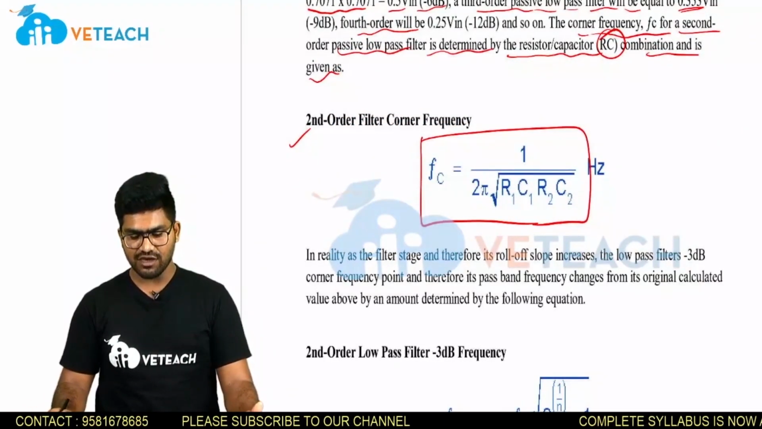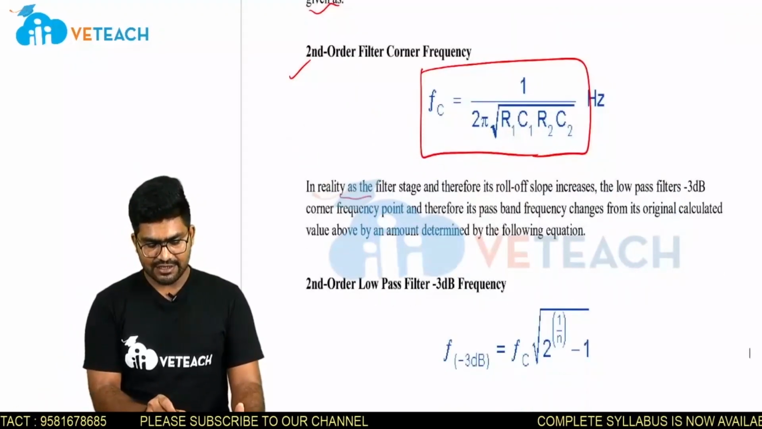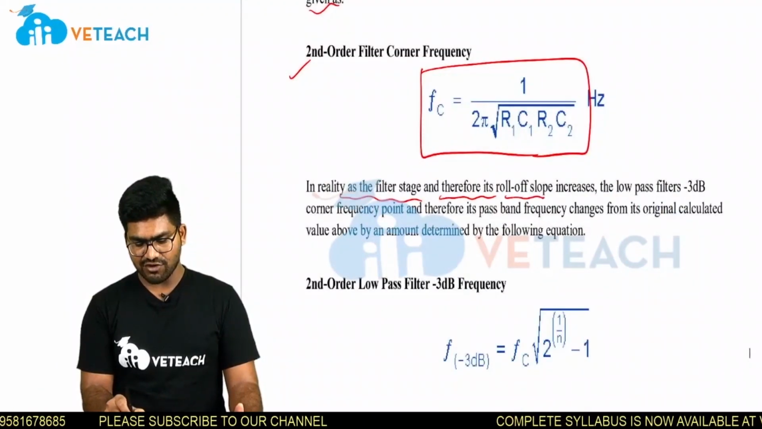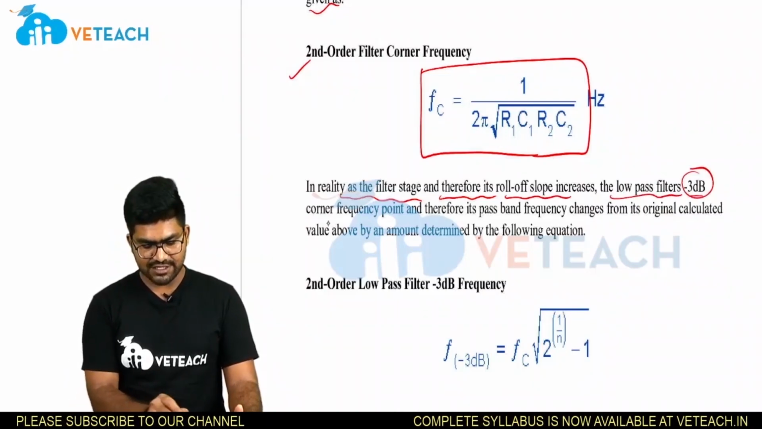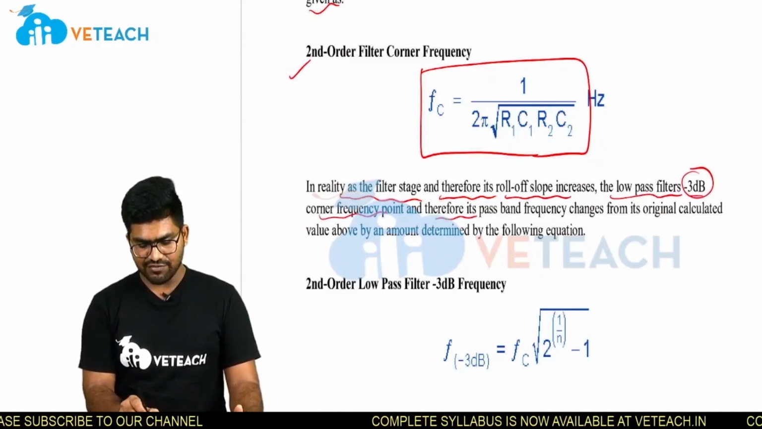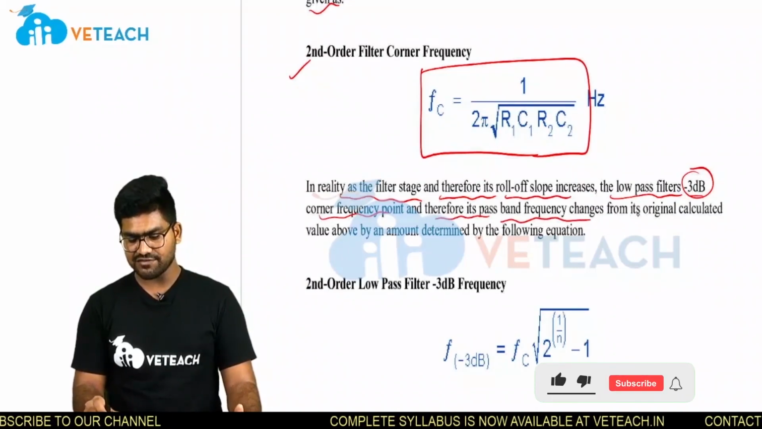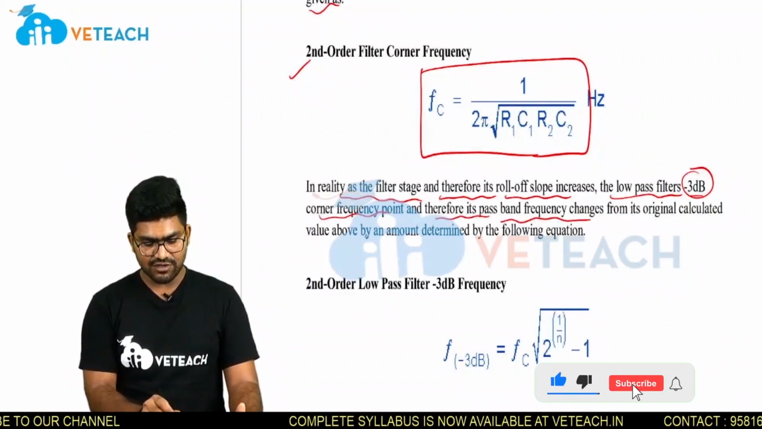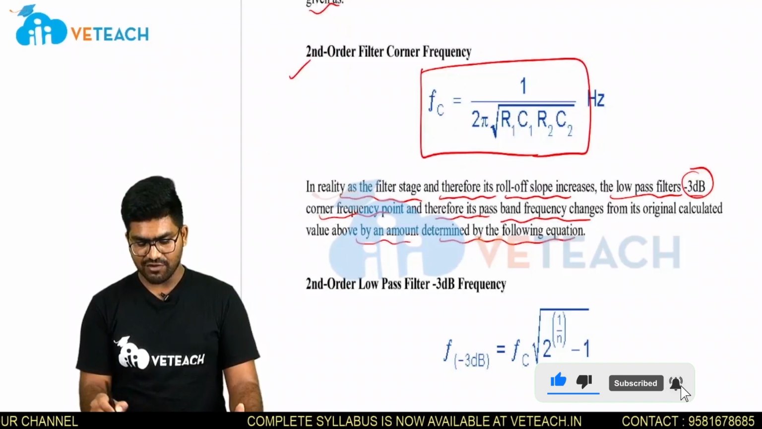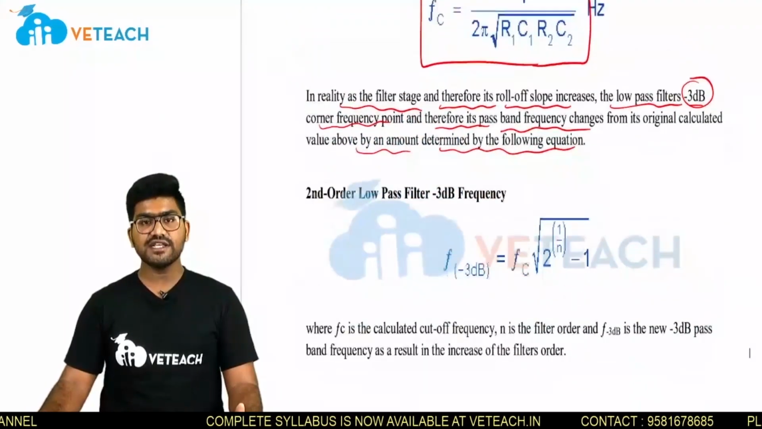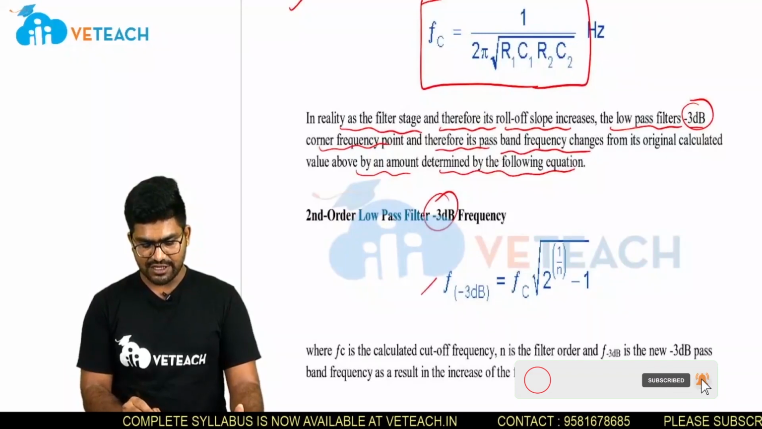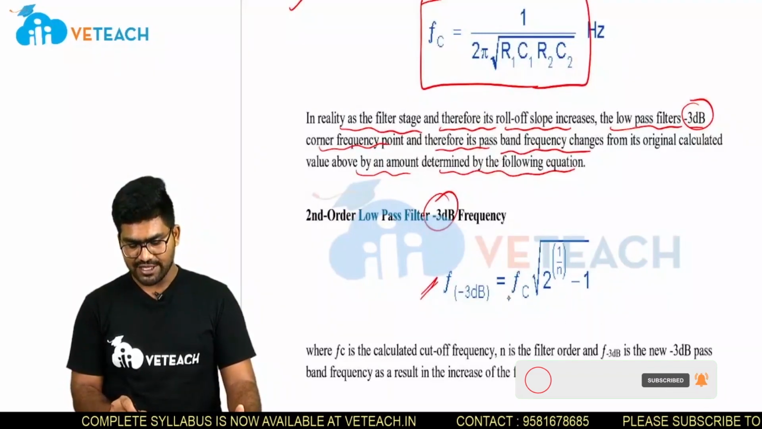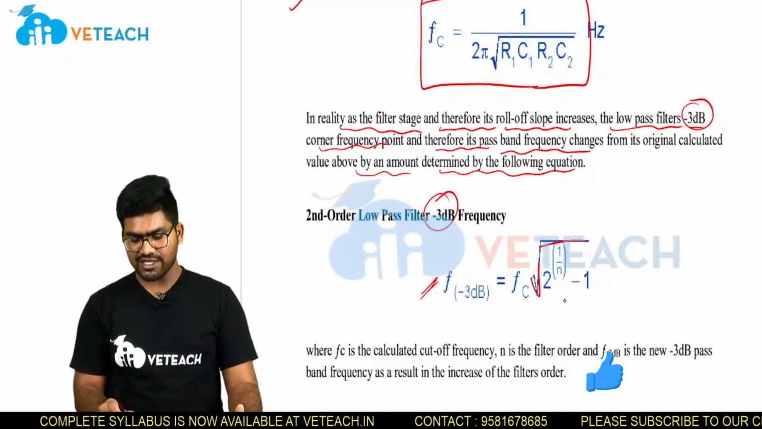of R1C1R2C2 Hertz. In reality, as the filter stages and therefore its roll-off slope increases, the low pass filter's minus 3 dB corner frequency point and therefore its pass band frequency changes from the original calculated value above by an amount determined in the following equations. So for the 3 dB frequency calculation, the second order low pass filter 3 dB corner frequency, f minus 3 dB, is equal to Fc into square root of 1 by n minus 1.